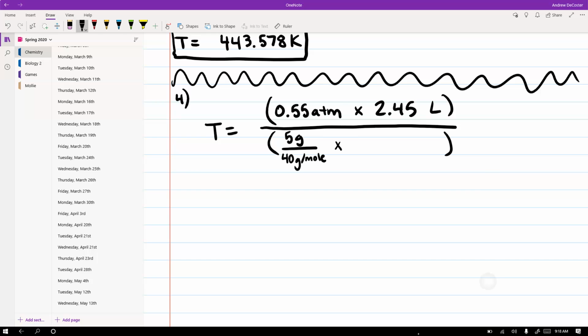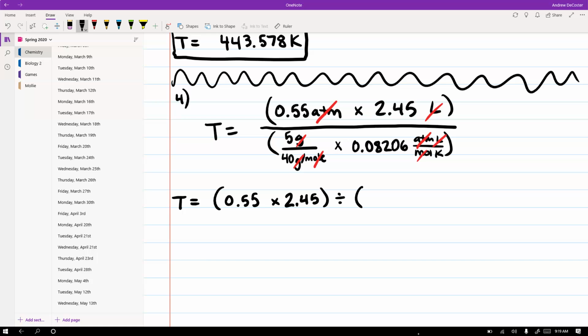And we're going to multiply that by R, which is 0.08206 atms times liters over moles times Kelvin. So let's divide some of these units out. ATMs is going to cancel, liters is going to cancel, grams is going to cancel, and moles is going to cancel. So K for Kelvin should be the only unit that's left. It's really important that you show me that you're doing that so I know you understand the basic process of how we're getting this final unit.